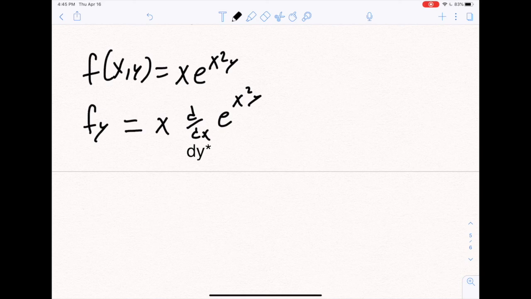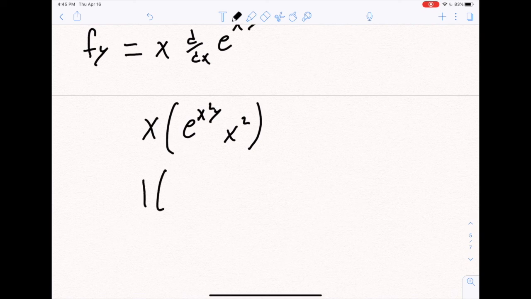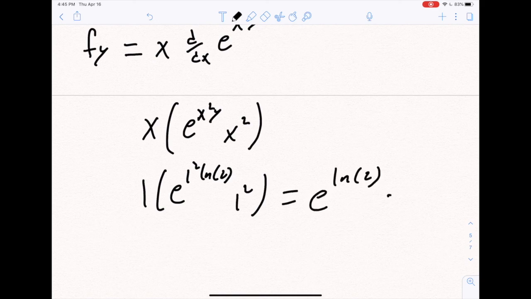Now here we do have to do chain rule because we have functions of outside and inside all combined together, but it's not too hard. It's just like last time. So we'll end up with x times e to the x squared y times the derivative of the inside. The derivative of x squared times y is just going to be x squared. So now we plug in our point 1 and natural log of 2, and what that will end up looking like is 1 times e to the 1 squared natural log of 2 times 1 squared, which is going to simplify down to be e to the natural log of 2, which is just 2.